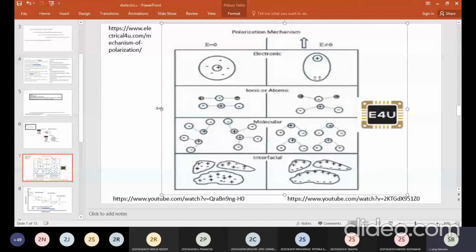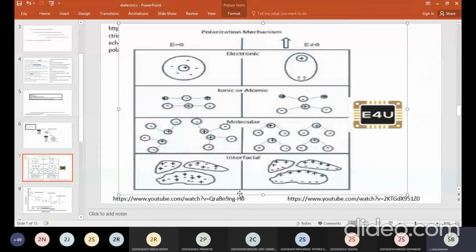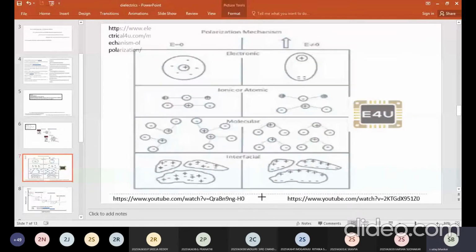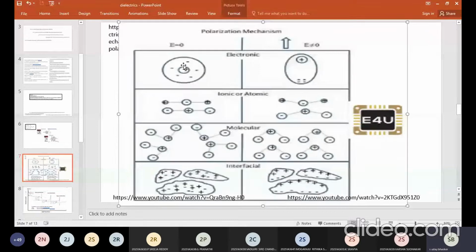Now this should not be oval, this should be circular, so please consider it so. The negative charge center and the positive charge center are at the same point. When you apply an electric field, the negative charges move to one side and the positive charges move to the other side, because of which there is some dipole moment.